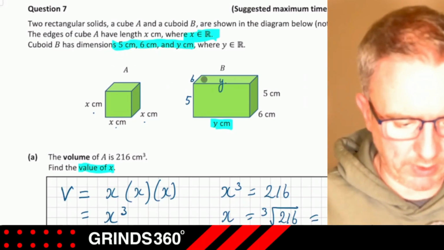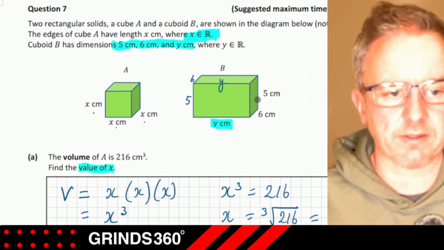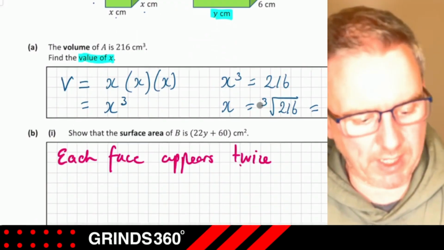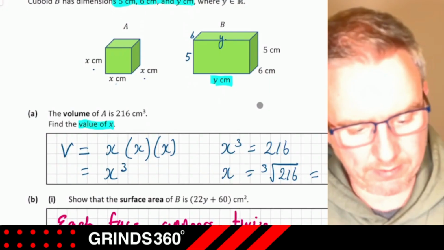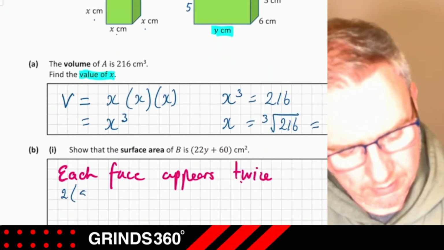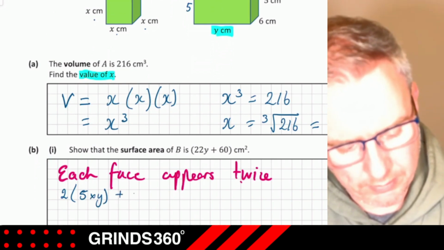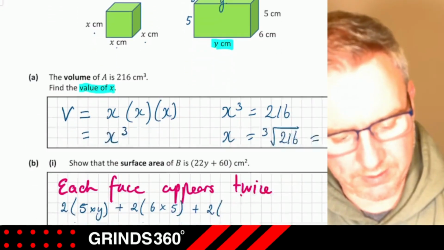So you can say, look, I can get the dimensions of the top. It's just going to be 6 by y. I can get the dimensions of this side here. It's going to be 5 by y. And then the side is going to be 5 by 6. You set it up that way so you can see really easily what's happening on each of these. So when we set it up, 2 of each face. So 2 of our 5 times y, 2 of our 6 times 5, and then 2 of our 6 times y.